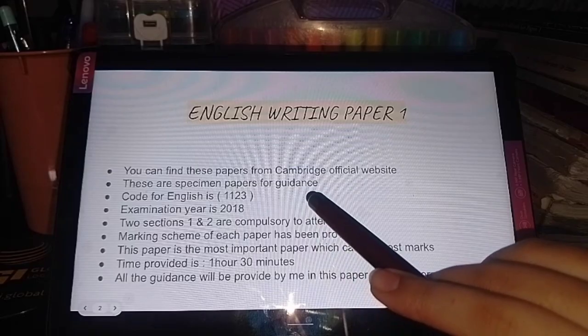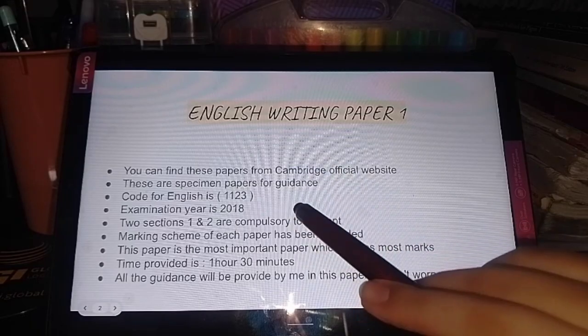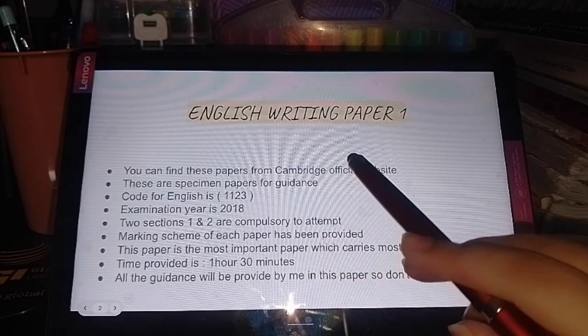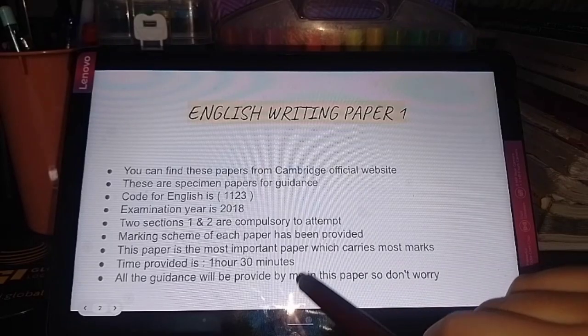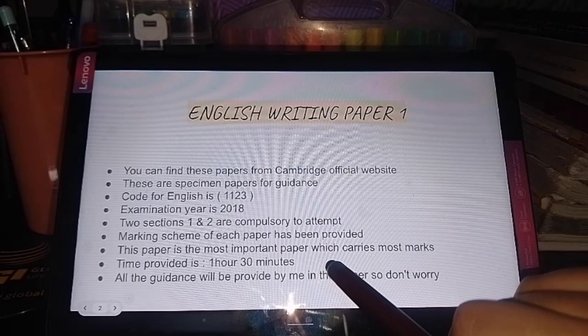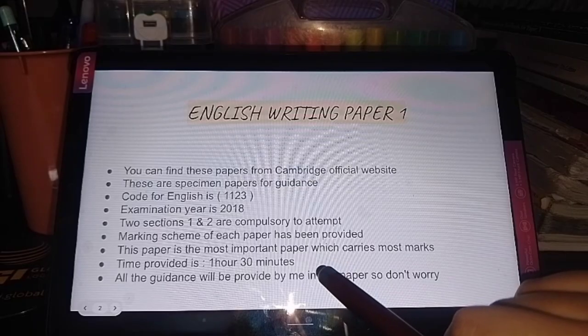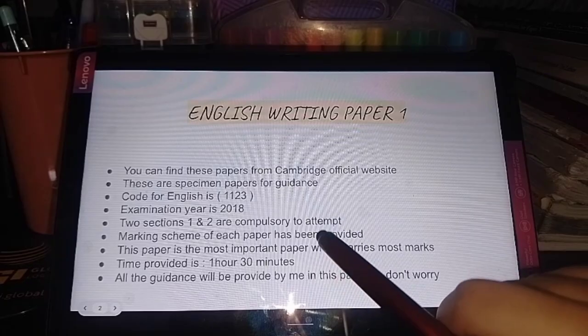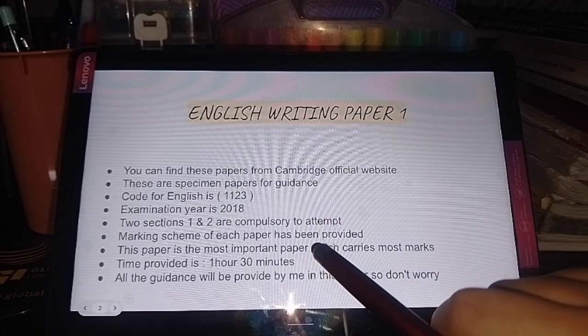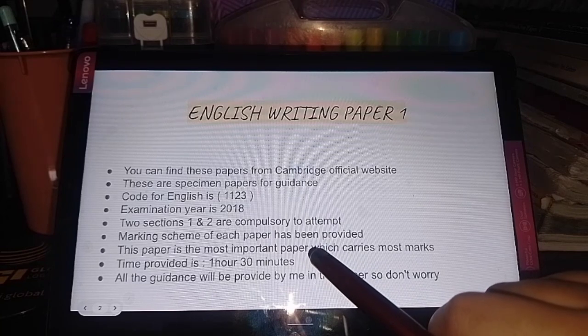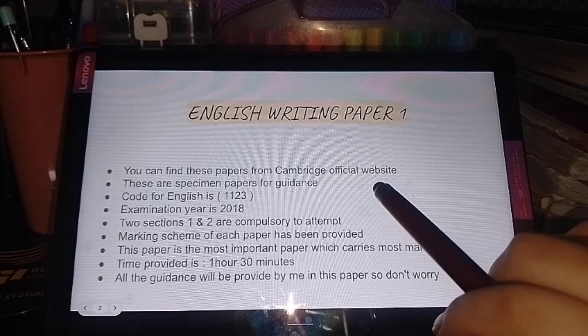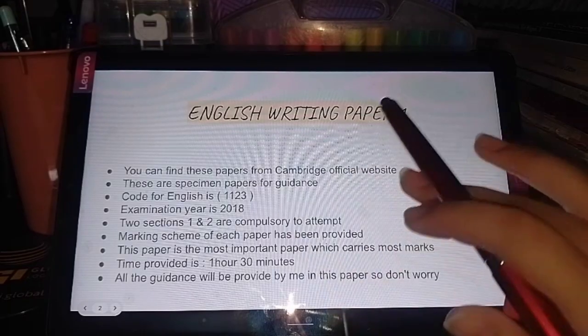Now, we have the other pointer: this paper is the most important paper and it carries most of the marks. Personally, it's 30 marks each. The time provided is limited to 1 hour 30 minutes, and I hope you guys will finish it. In this time you have to complete your whole paper. Don't leave anything because it's the most important paper. All the guidance will be provided by me in this paper, so don't worry about the examinations.